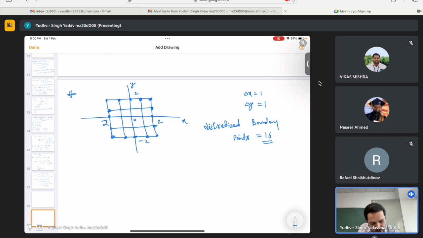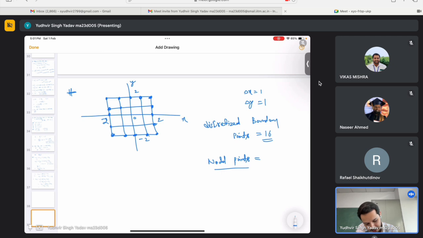And when we talk about the nodal points, the nodal points are the total number of points included in this grid. So it will be 16 on the boundary, and inside there are 17, 18, 19, 20, 21, 22, 23, 24, 25. So the total nodal points will be 25. All the points that are there on the grid, or whichever domain we are solving.